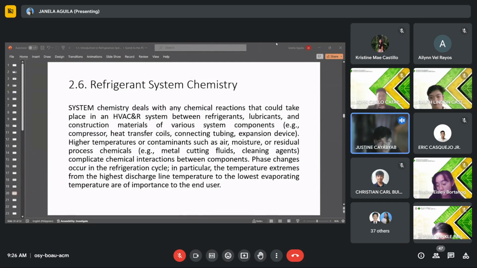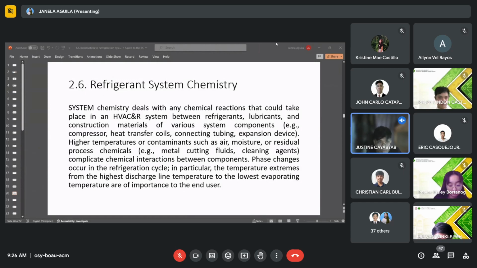So next is refrigerant system chemistry. System chemistry deals with any chemical reactions that could take place in a heat ventilation, air conditioning, and refrigeration system between the refrigerants, lubricants, and construction materials of various system components, such as compressor, heat transfer coils, connecting tubing, expansion device. Higher temperatures or contaminants such as air, moisture, or residual process chemicals like metal cutting fluids and cleaning agents complicate chemical interactions between components.